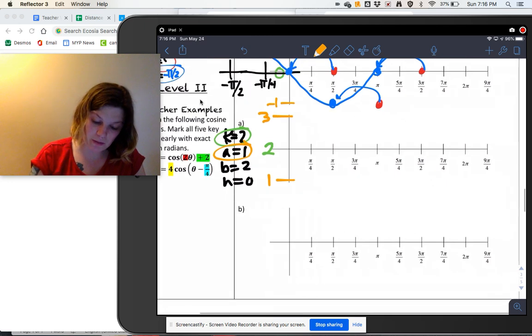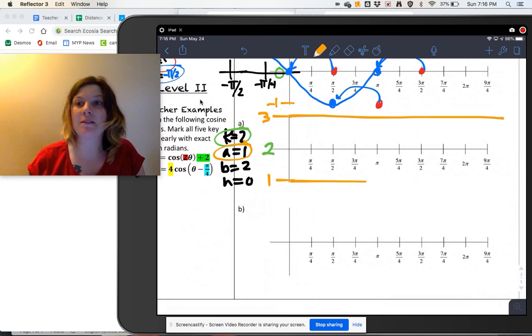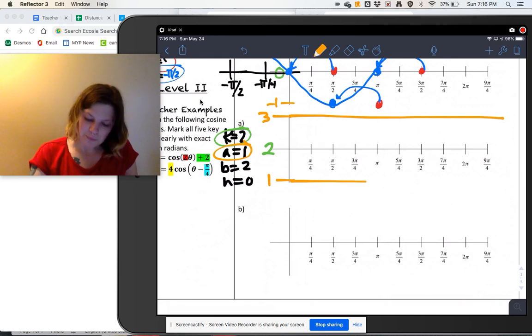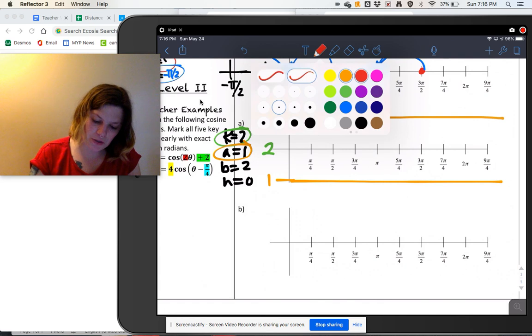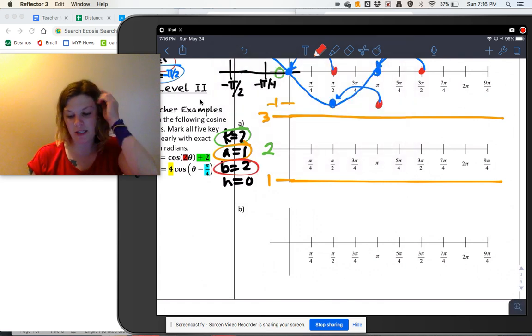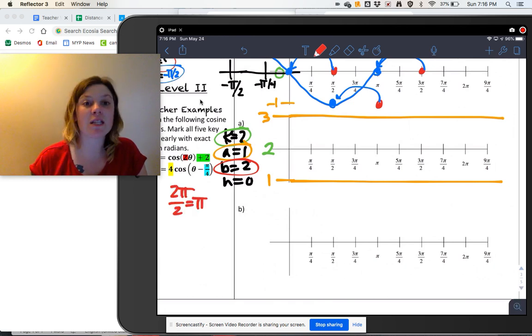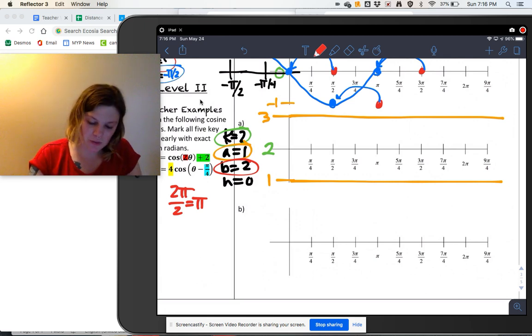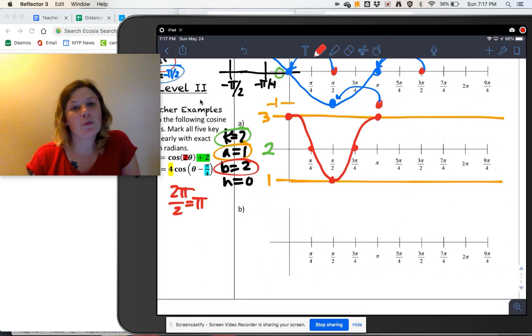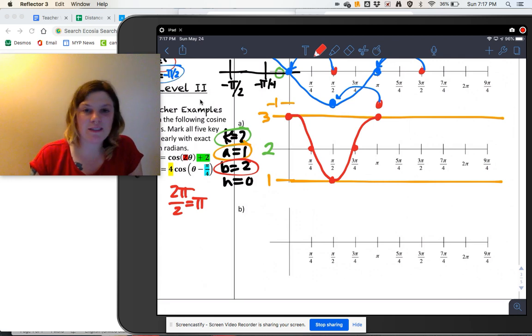For this one, I'm definitely making my pathway. Sorry, sometimes I forget to make that path. I apologize. Okay, so now our B value is 2, so that changes the length of our period. Remember, it's 2 pi over B, so it'd be 2 pi over 2, which is pi. Same as the last teacher example that I did. And so that means we start here, and we're going to end here, and in the middle we're here, halfway. There we go.